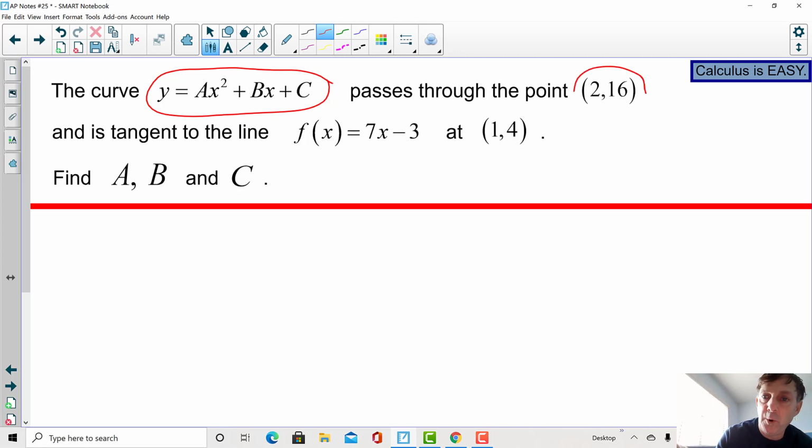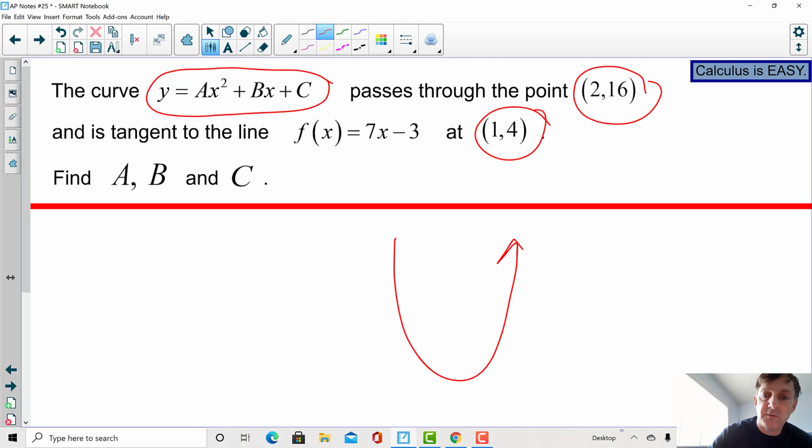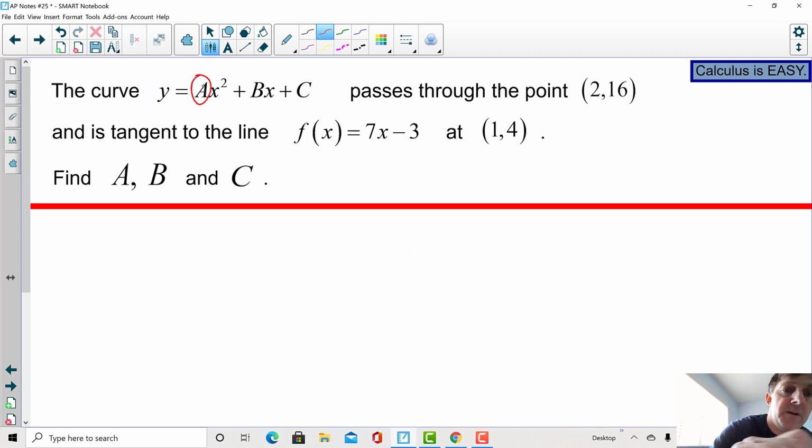They give you 2 points that the graph goes through. You have this x squared function. We know it goes through 1, 4, and we know it goes through 2, 16. So let's start by plugging in those 2 points, and that'll give us 2 of our 3 equations that we need. When you have 3 unknowns, you're going to need 3 equations in order to figure out each unknown.